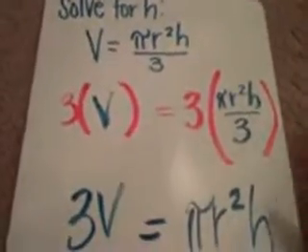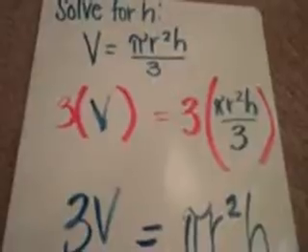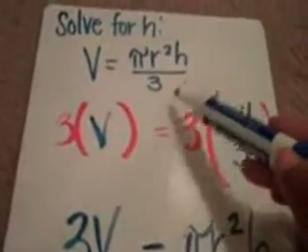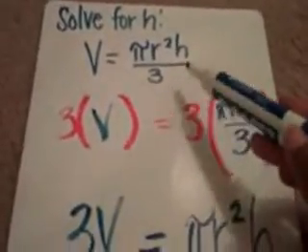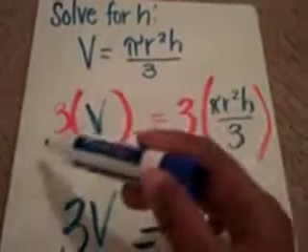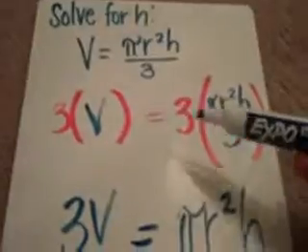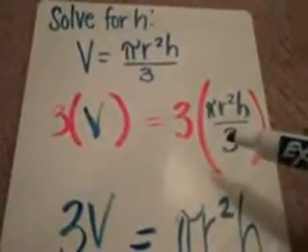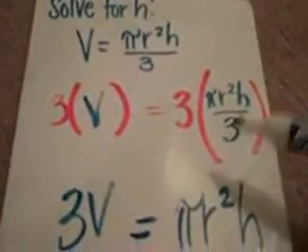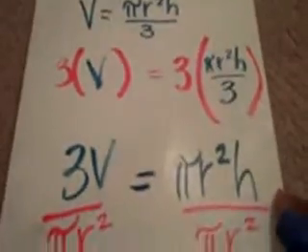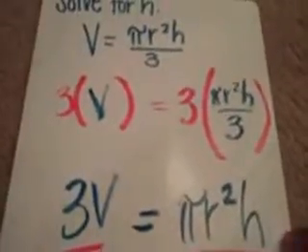So now I've got 3 times v. That should already tell you that you're in the right move because you realize in your original problem you're dividing by 3. You know the inverse of dividing by 3 is to multiply by 3, so you should feel confident with this first step. You're done with this part over here because you've got 3 over 3, which is equivalent to 1. That's going to leave you with 3v is equal to pi r squared.